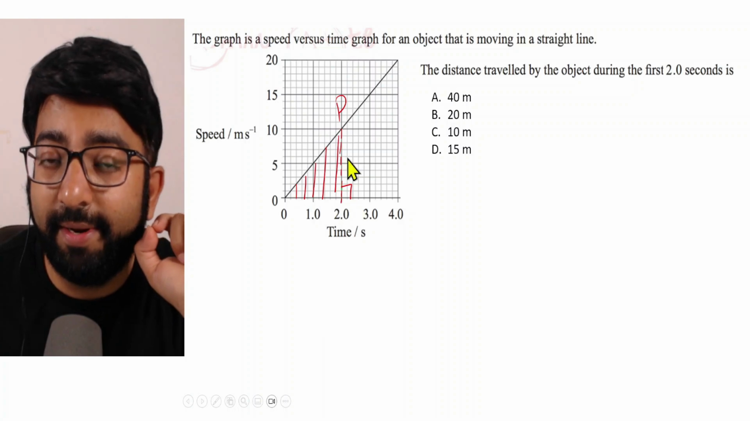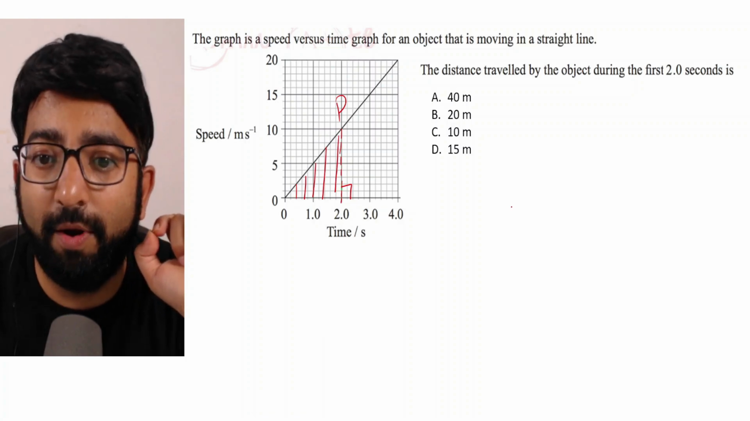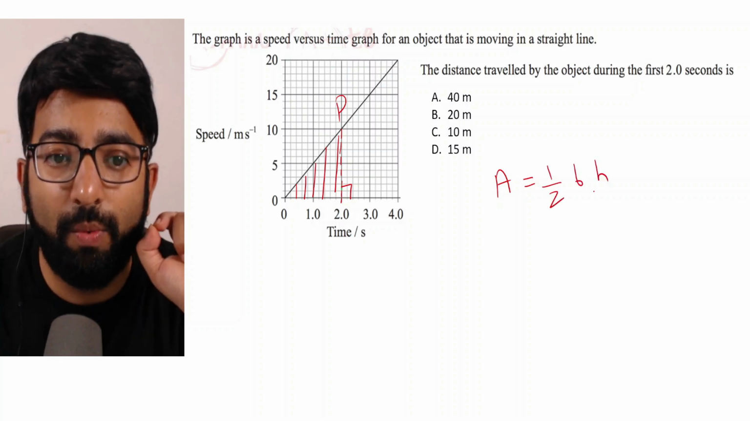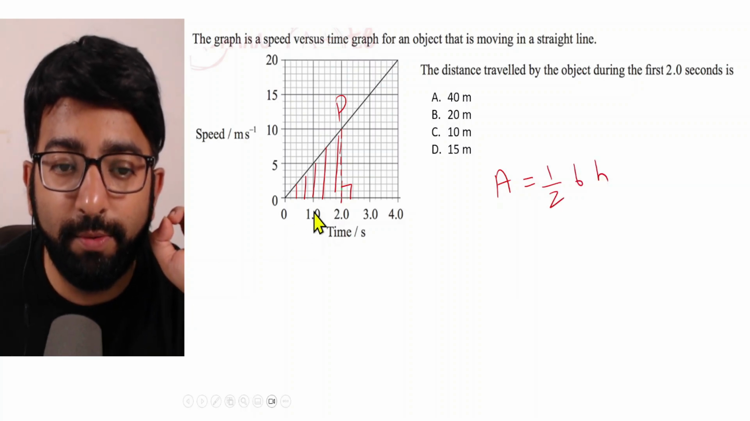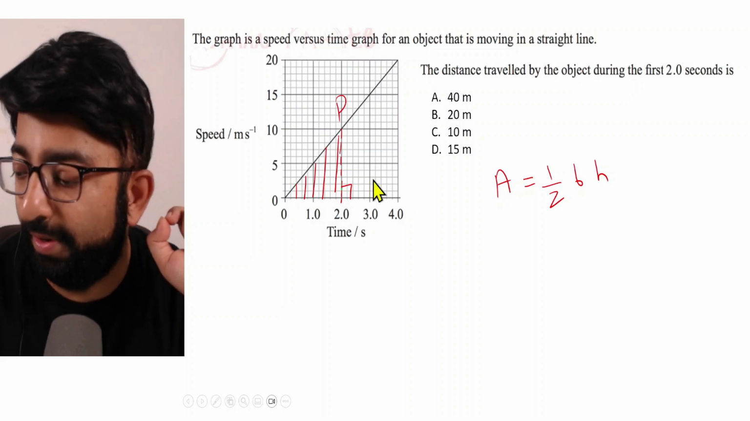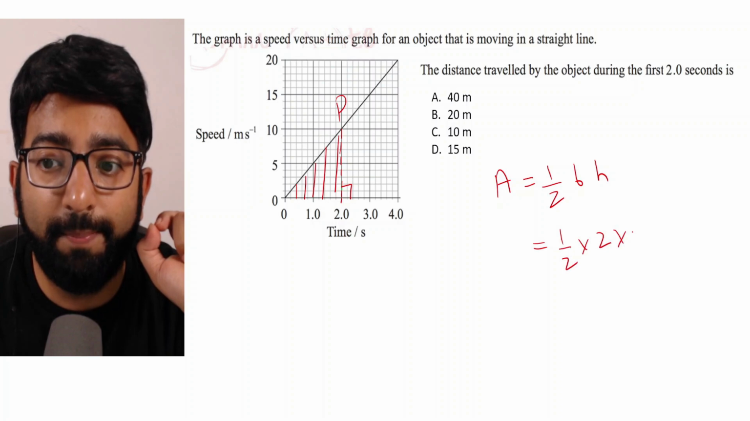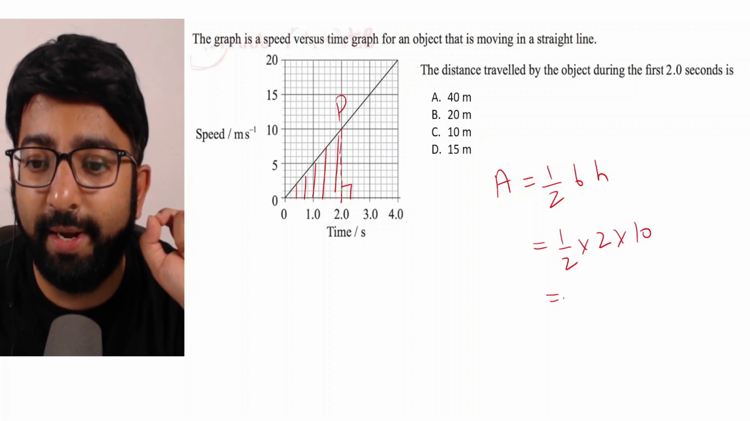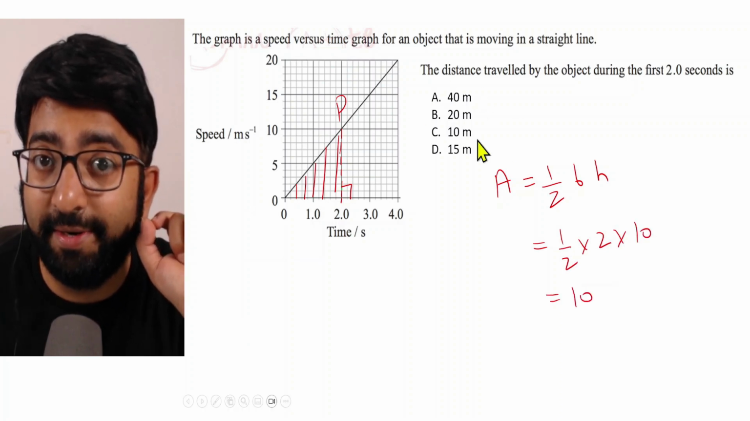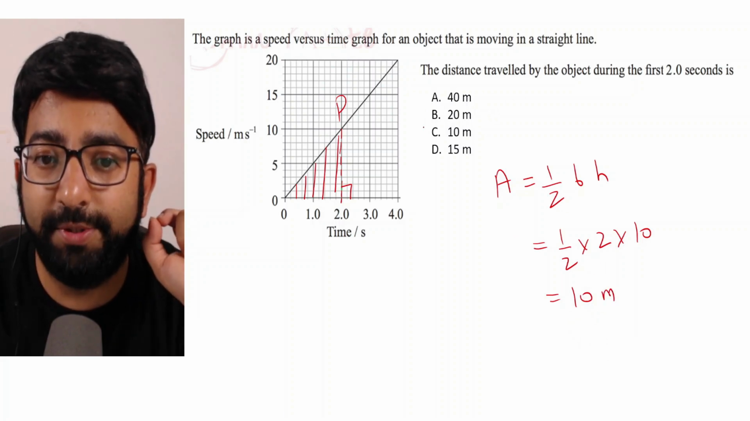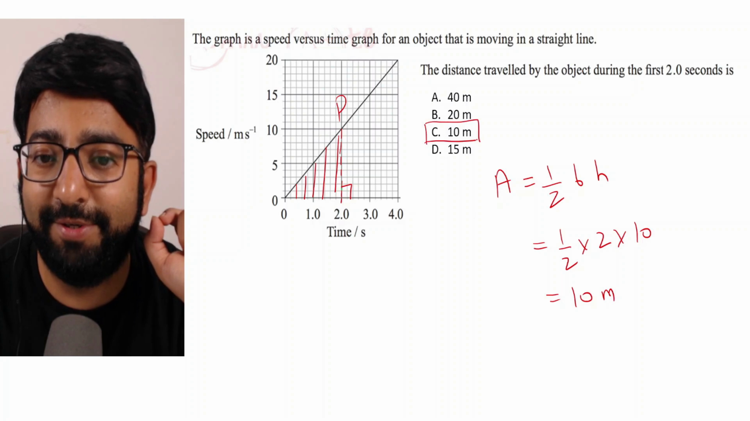Incidentally, this is a right angle triangle. And how do we find the area of a triangle? It's half base into height. So in this case, what's the base value? It is 2 and the height of this triangle is 10. So the area of this triangle will be half multiplied by 2 multiplied by 10. And if we solve this, we'll get 10. And since we have to find the distance, the unit for this will be 10 meters. Hence, option C is the right answer for this question.